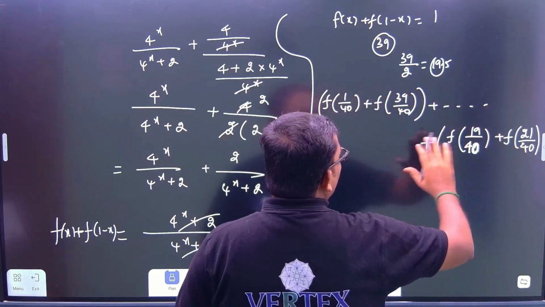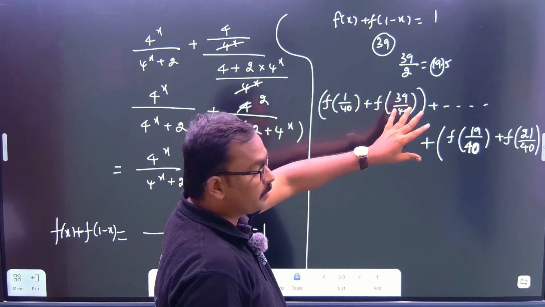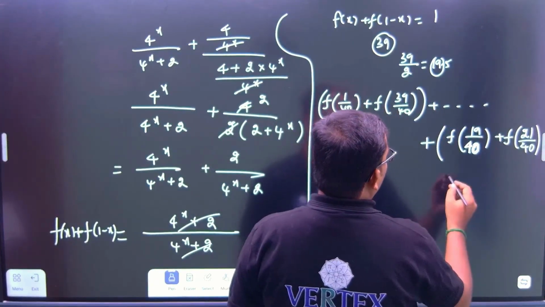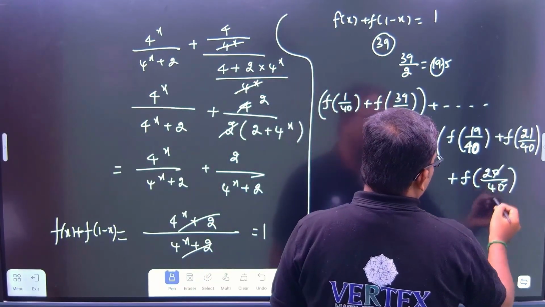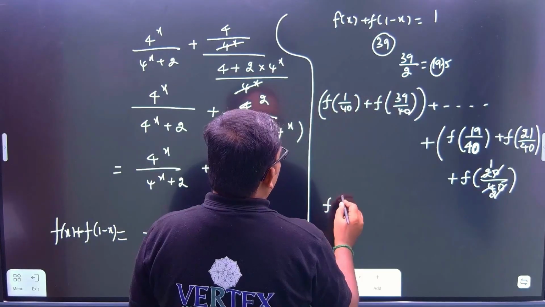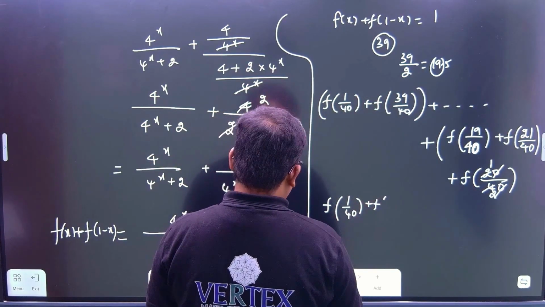So totally how many pairs are possible? 19 pairs are possible. So then what is the extra term actually? f of 20 by 40. If you simplify, this is 0, 1 times here, 2 times. This is f of 1 by 40 plus f of... better you can write directly.